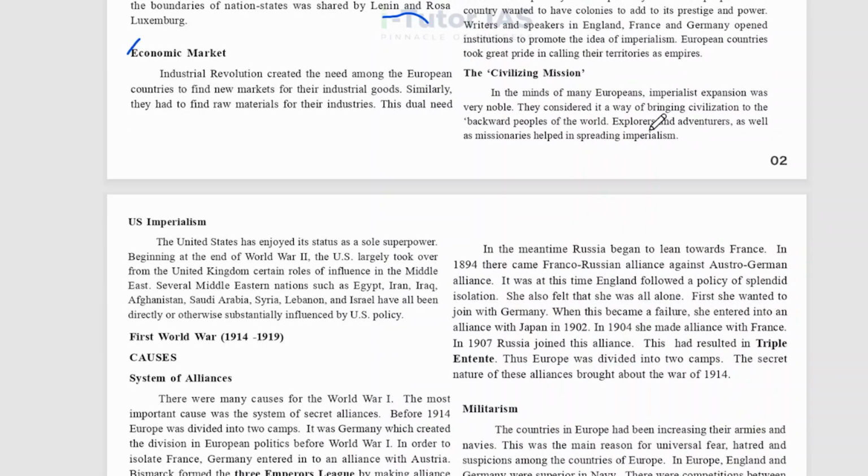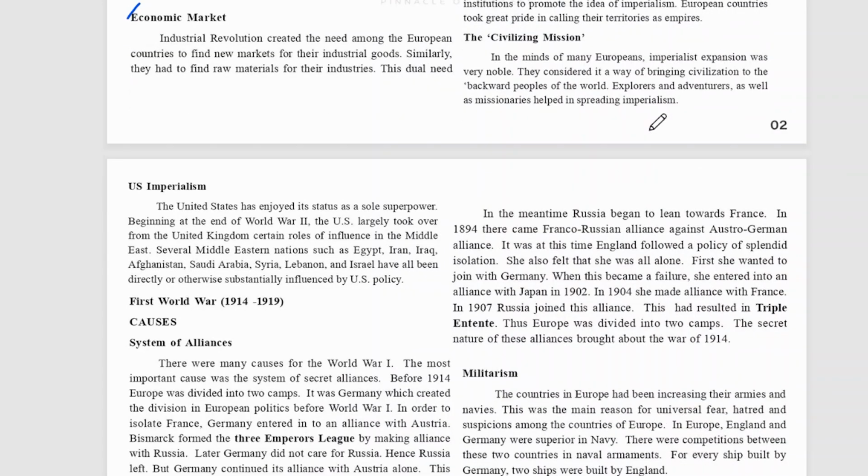And the civilizing mission: in the mind of many European imperialists, expansion was very noble.